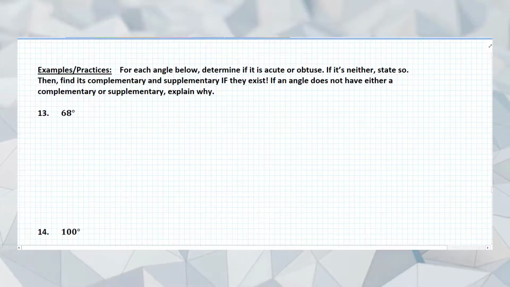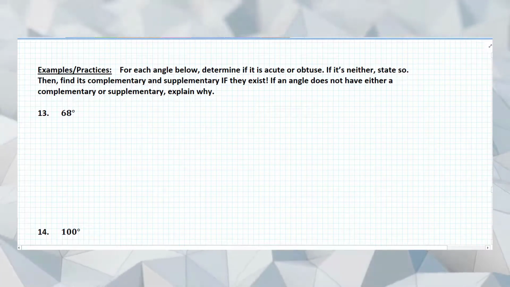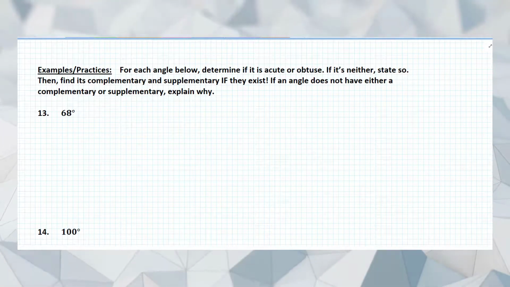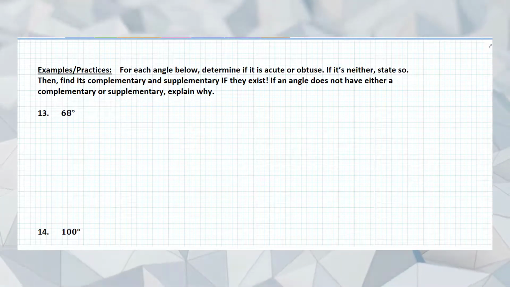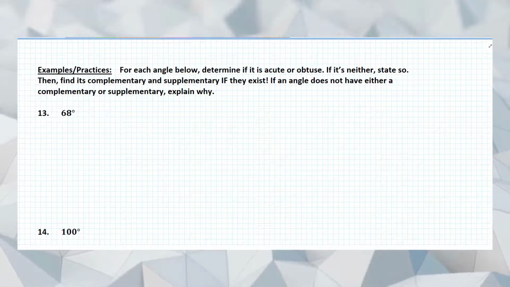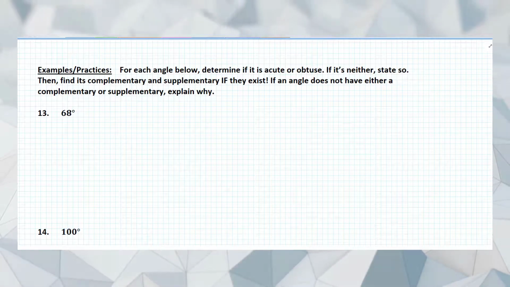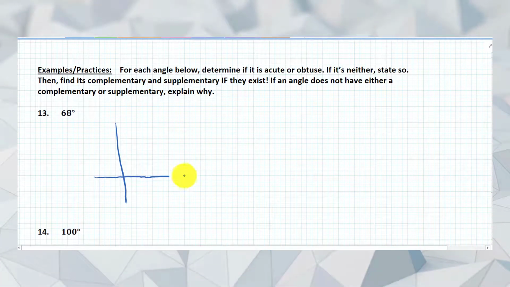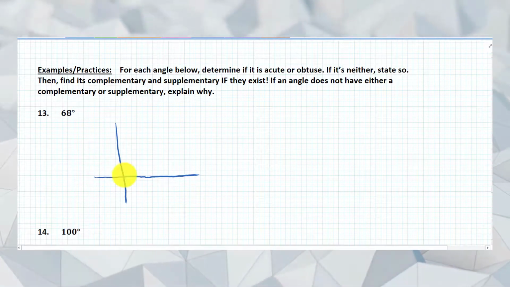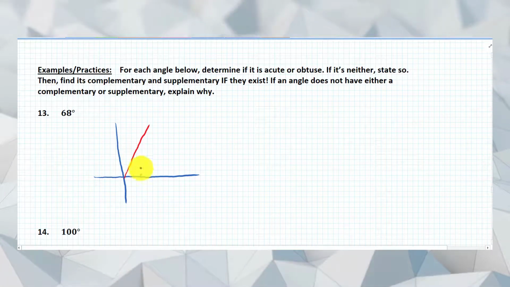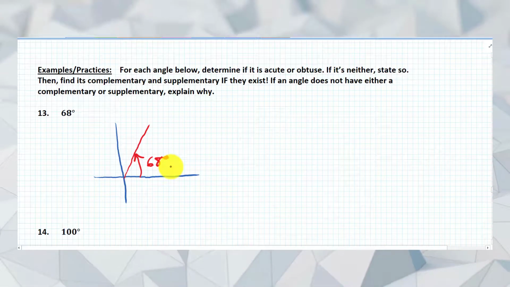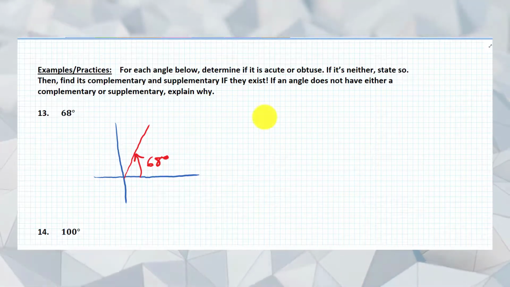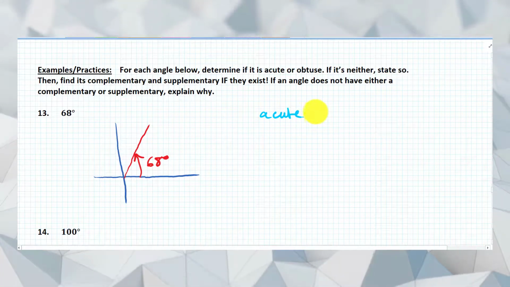Okay, let's illustrate this definition with some simple examples. In these examples, I'm asking you, are the angles acute or obtuse, or neither? And then I'm asking you to find the complementary and the supplementary of the given angle, if they have any. If they don't, I'm asking you to explain why. So where's 68 degrees? Well, that's pretty simple. 68 degrees is going to be an angle somewhere right here, right? So the measure of the angle is between 0 and 90 degrees. So 68 degrees is an acute angle.